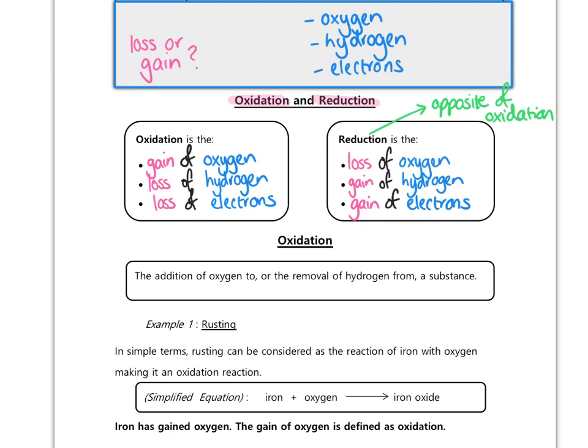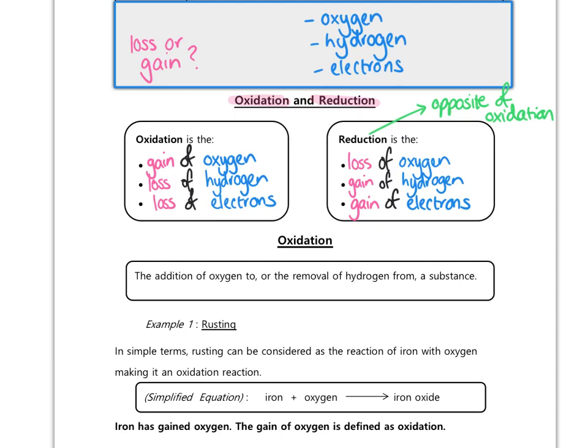And what you need to spot is, is it gaining or losing oxygen? Is it gaining or losing hydrogen? Or is it gaining or losing electrons, and define it in that way. So let's have a look at a few examples to get you into that idea of identifying whether a reaction is oxidation or reduction. Let's look at some oxidation reactions first of all. We're looking for something that has gained oxygen, lost hydrogen or lost electrons.